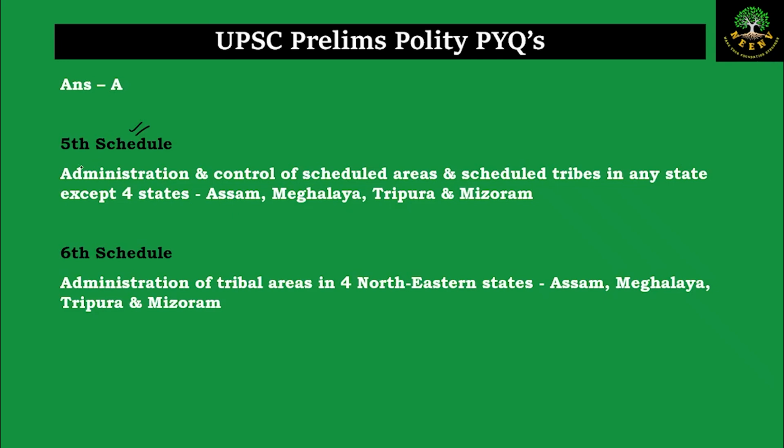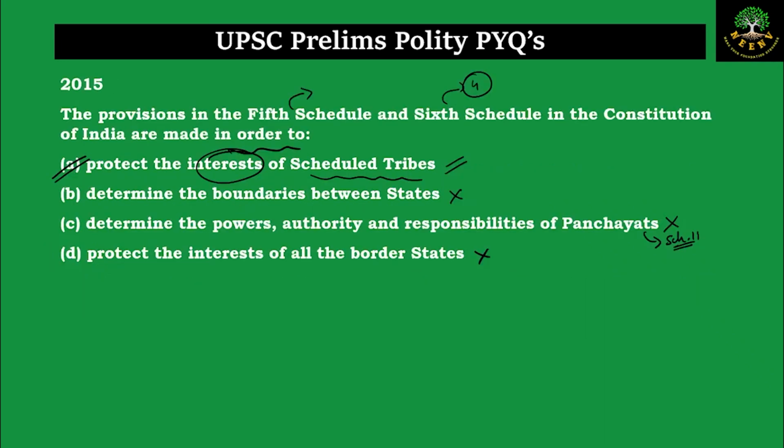Schedule 5 doesn't deal with the states of Assam, Meghalaya, Tripura and Mizoram, because the specific provisions with respect to AMTM, that is Assam, Meghalaya, Tripura and Mizoram, are dealt with in a separate schedule, that is the 6th schedule. Hence the answer is A, where it clearly says to protect the interests of the scheduled tribes. So schedule 5 and schedule 6 try to protect the interests of the scheduled tribes.